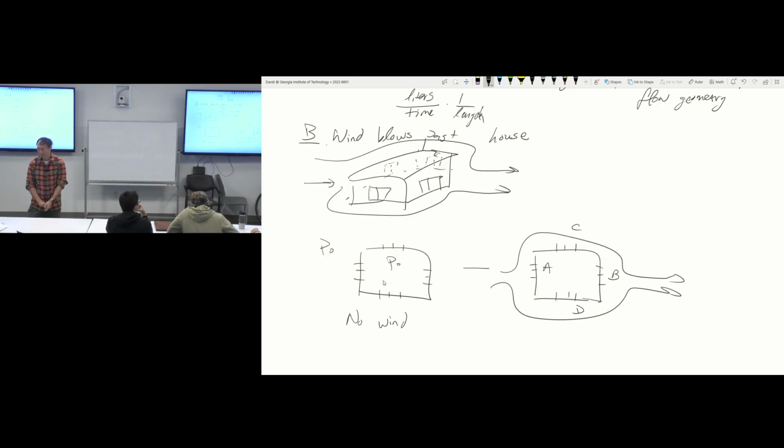High pressure to low pressure, it's going to just go back. Oh, I need to look at it carefully. Let's talk about it later. Yeah. All right.